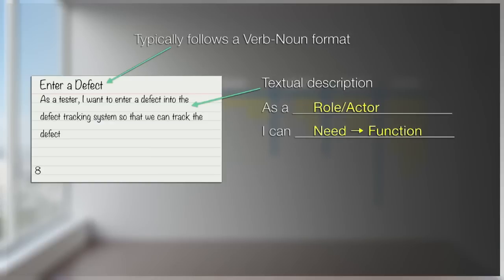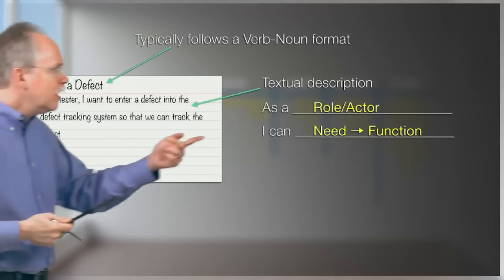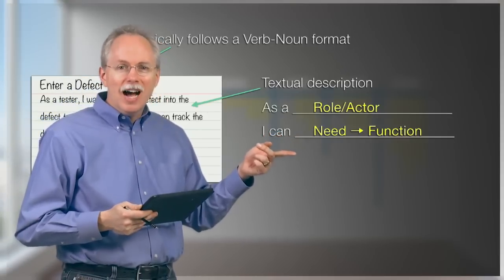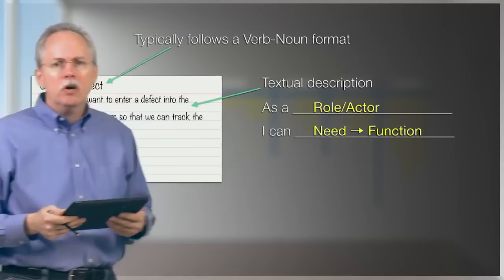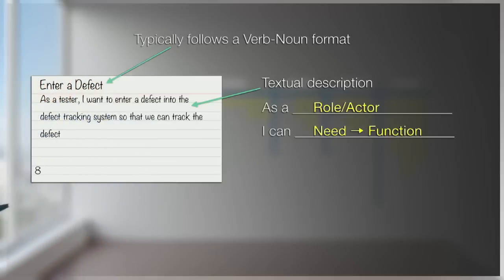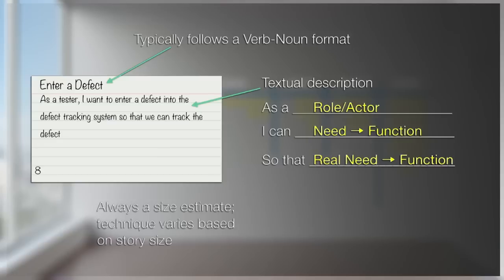Now, this is really helpful, but we still found that over in here for that I can, people would say, I can have IE latest version. And so we came up with one more little trick here. We put a so that down there. The so that was an attempt to help us escape the solution boundaries and get to that real need or real function. And finally, on the front of the card, there's always an estimate. And the way that estimate is generated varies based upon where in the life cycle that card is and how big that card is. So that's the front of the card.